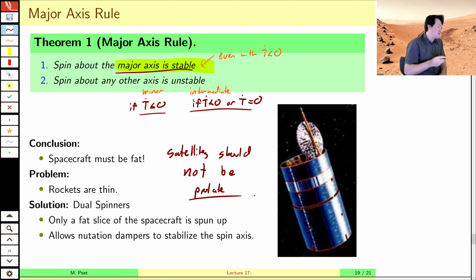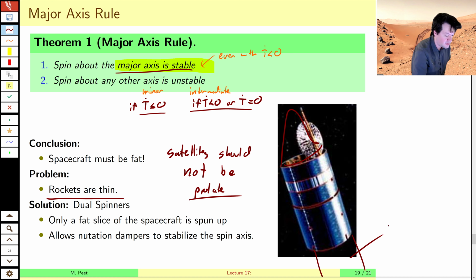Which is unfortunate because rockets are prolate, and we launch satellites on rockets. So if you're going to put a satellite in orbit, then you've got a problem, right? So actually, we don't have spinning satellites too much, and this is sort of old tech. But basically, if you attach a rocket here, right, here's the rocket. There's the booster.